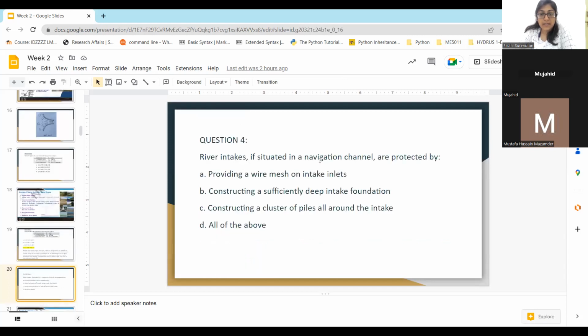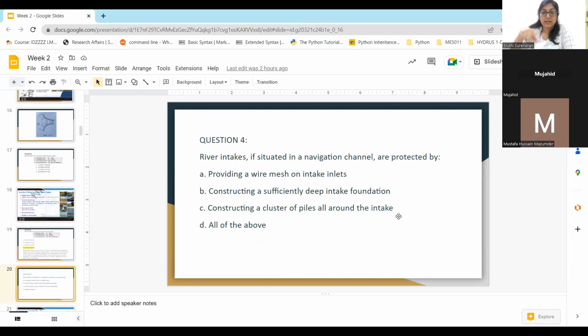Fourth one, river intakes, if it is situated in a navigation channel, how is it protected? By providing a wire mesh on intake inlets, constructing a sufficiently deep intake foundation, or constructing a cluster of piles all around the intake, how is it done? So the answer for this is constructing a cluster of piles all around the intake.